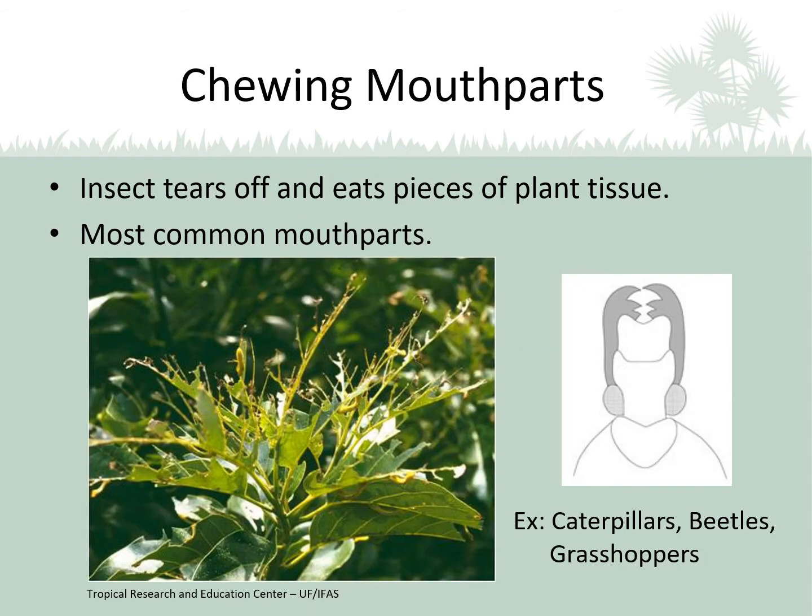Chewing mouth parts: insects tear off, quite literally, pieces of plant tissue and consume them. It is the most common kind of mouth part on insects. Grasshoppers, caterpillars, and beetles. When you see this kind of damage on a plant, unless there's been a hailstorm, you're pretty much going to have some kind of chewing insect pest consuming that plant.